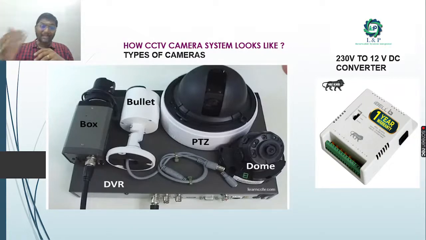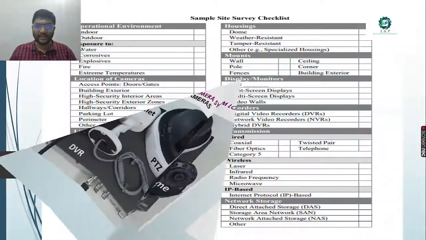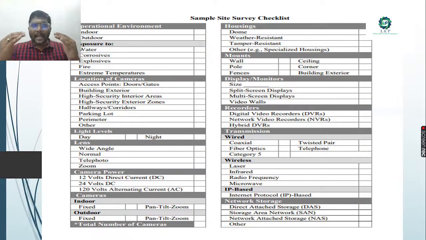Nowadays even bulb cameras are available. These are the box type, bullet type, PTZ, dome, and bulb type 360 degree, like that. So many new varieties are available. Certain cameras operate with AC supply, and in certain places you need converters to convert the normal existing AC supply of 230 to 12 volt. For that we can use the converters.